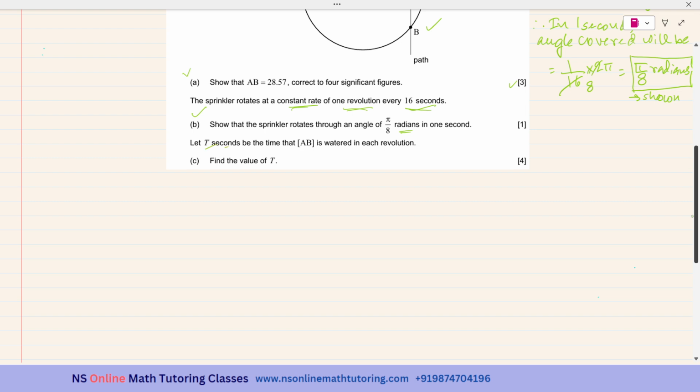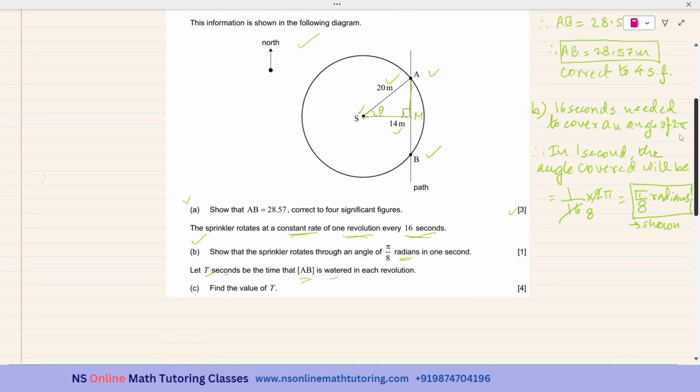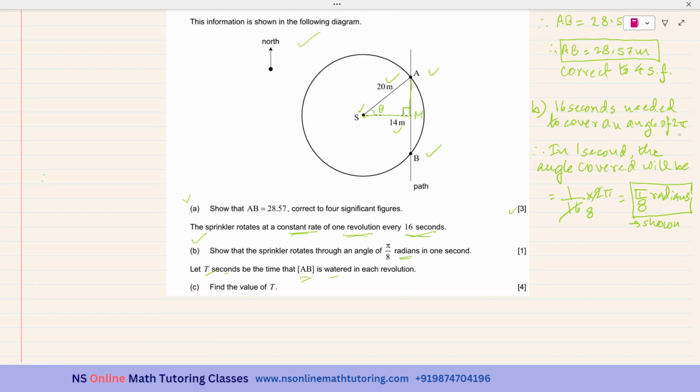Let t seconds be the time that this AB is watered in each revolution. Find the value of t. Okay. So for that, let me draw this line also, SB. So this is an isosceles triangle SAB. So this is also theta.